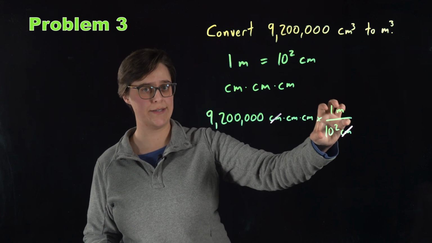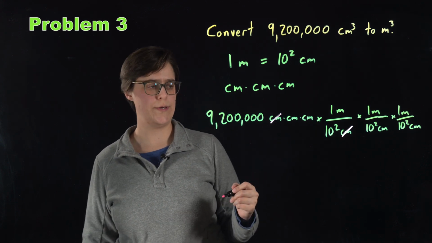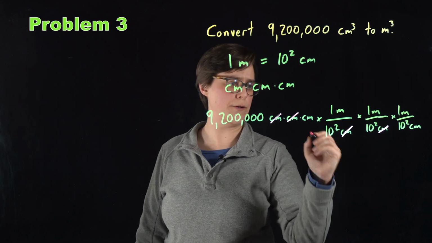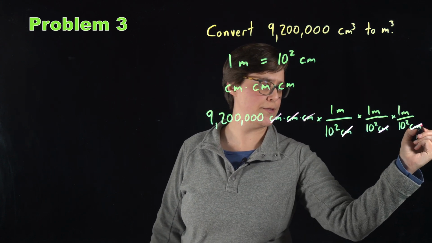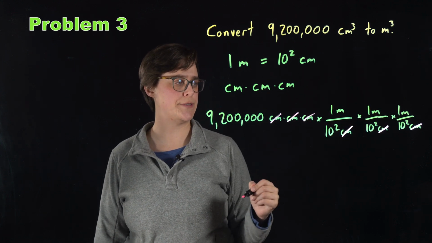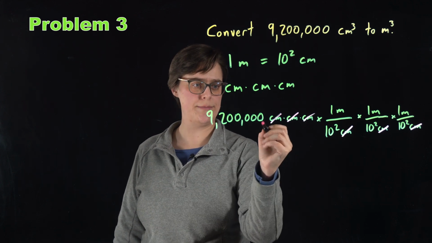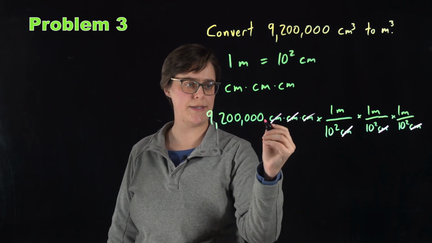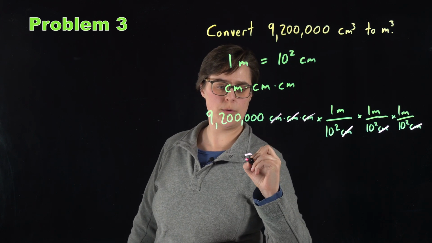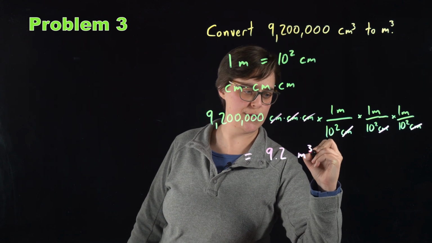I need to apply this conversion factor 3 times. So here, the second centimeters cancels out, and the third centimeters cancels out. And we would be left with units of meters times meters times meters. So dividing by 100 3 times would move our decimal point 6 places. 1, 2, 3, 4, 5, 6. We end up with 9.2 meters cubed.